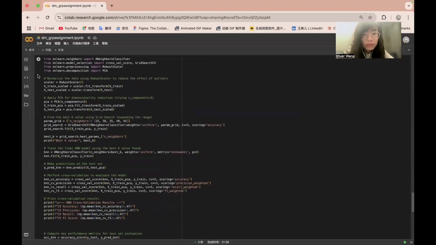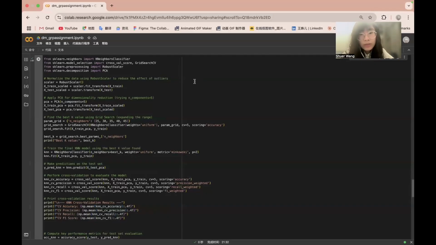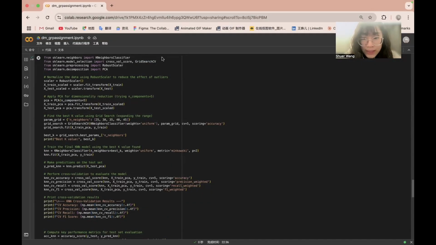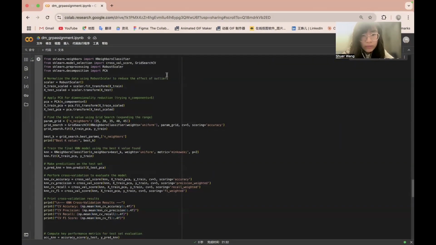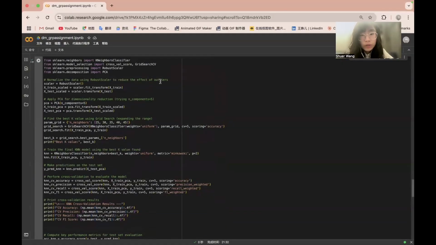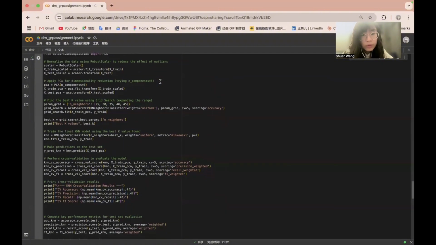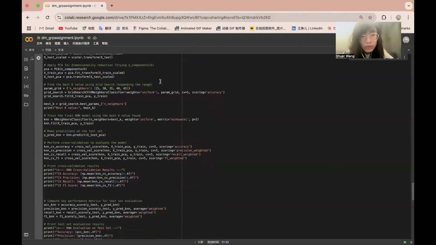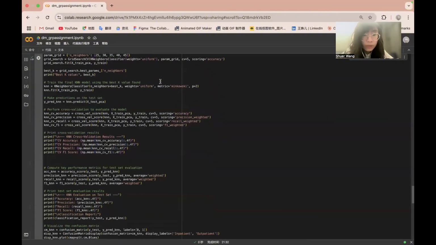The final model we tested was K-nearest neighbors, which classifies data by finding the K most similar points using distance metrics like Euclidean distance. For implementation, we imported K-neighbors classifier, applied robust scaler for normalization, and used PCA to reduce the dataset to 5 key components. To optimize the model, we used grid search CV to find the best K value with 5-fold cross-validation and trained the model using Minkowski distance, P equals to 2.